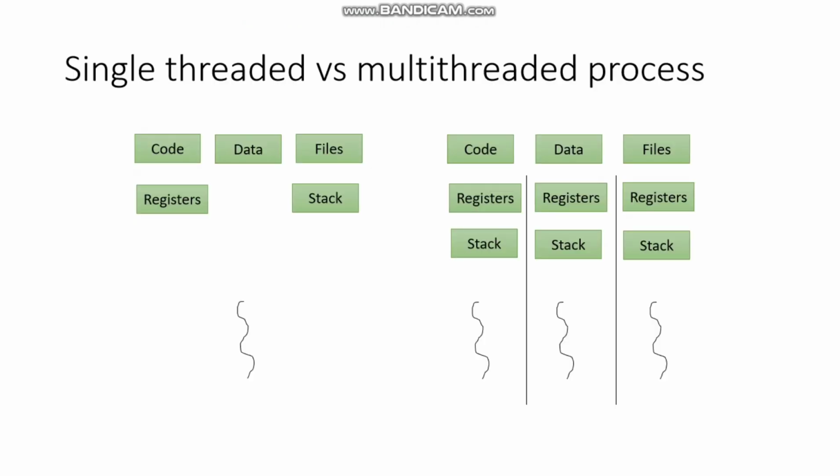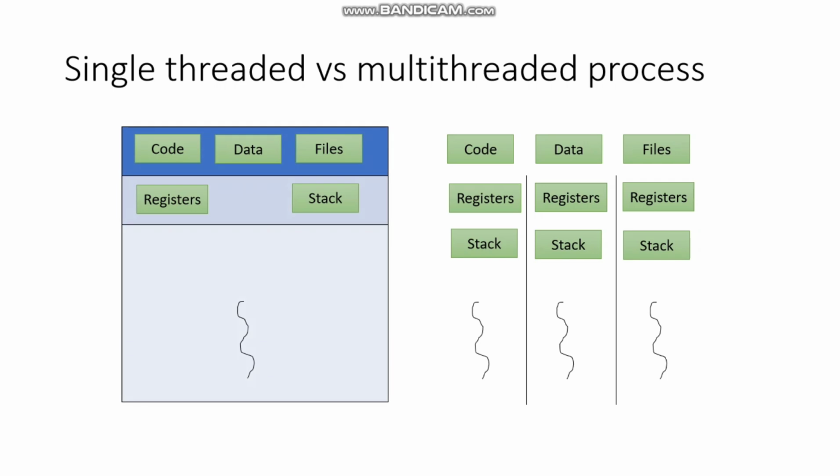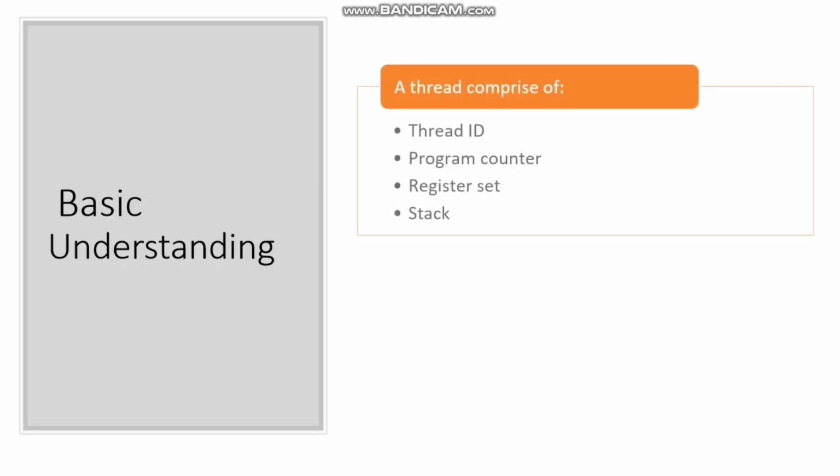Now you see that in a single thread process there is shared memory, such as code, data, and files, and it creates a thread which has registers, stacks, and other memory elements. In a multi-threading system, the shared parts are code, data, and files, and every thread has its own stack and its own register. That is a basic understanding.